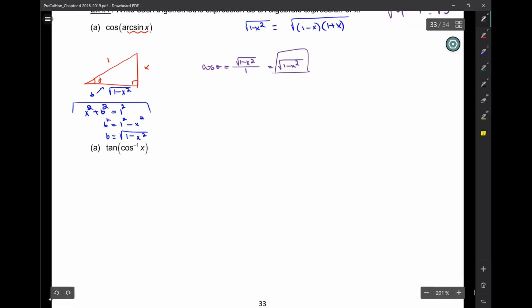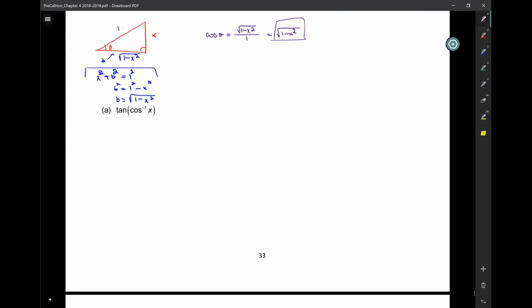All right, so let's do this one, the tangent. We have a triangle. The cosine is x over 1. Okay, now I need to find this side, right? Okay, so here's what I do. Here's what I, Miss Malikian, do, when I have a right triangle.